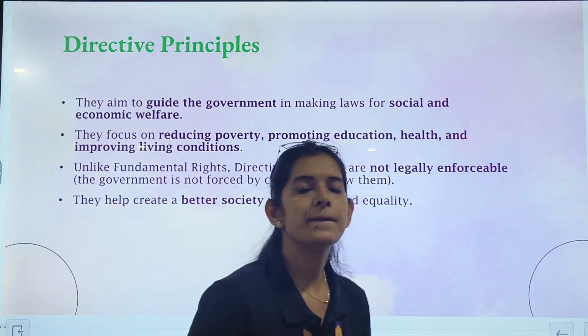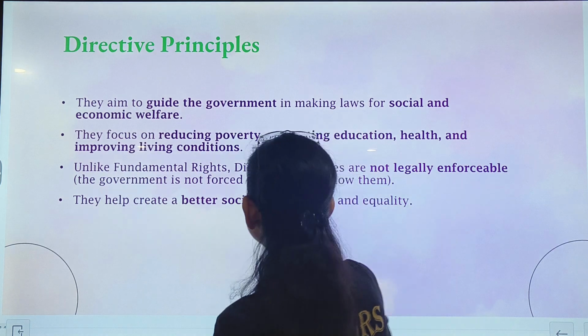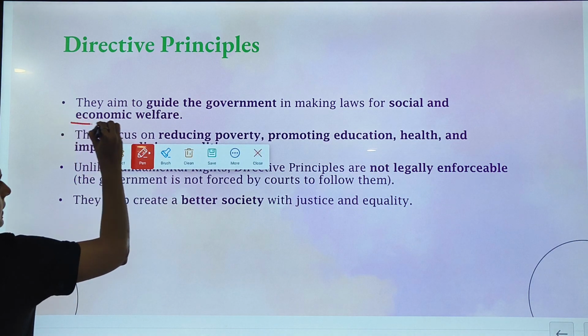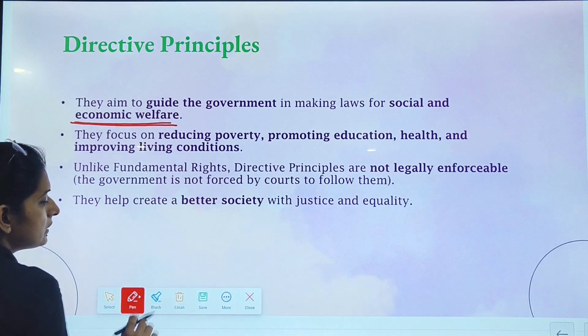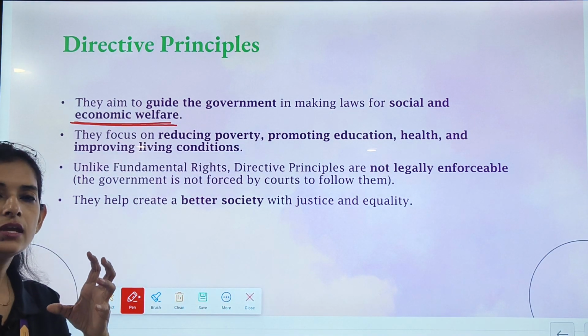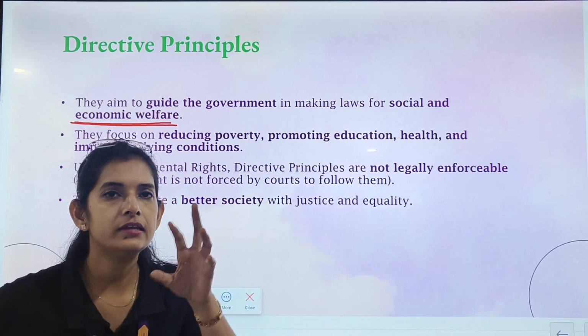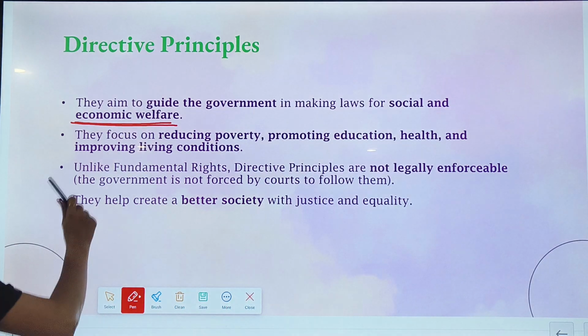Directive principles. Directive principles are those things according to which the government functions for the welfare of the society, in the societal way or the economic way. Clear? Whenever some laws are made for the welfare of the economic sections or for the welfare of the society, all those laws come under directive principles.